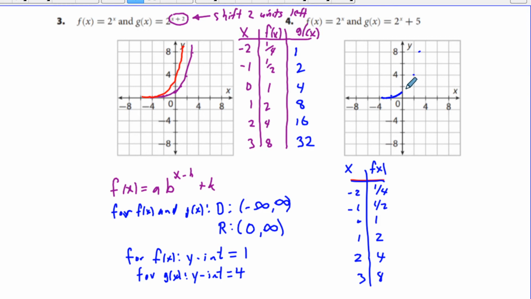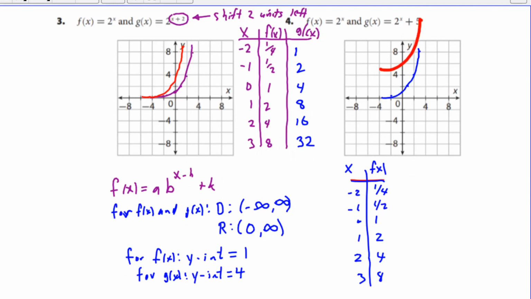And then you have g of x is 2 to the x plus 5. So you're going to just add 5 to each of these. I'm not going to write out the table. I'm just going to shift it up here. We just take this and shift it up 5 units. So 0, 1 becomes 0, 6. So it'll look something like that.